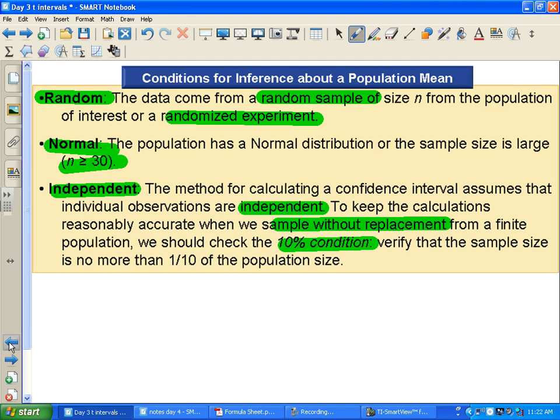Again, I highly recommend you get a flashcard and make these. I would like random on one side of that flashcard and what random means, normal on one side of the flashcard and what normal means, independent and what independent means on the flashcards. You need to get these three.